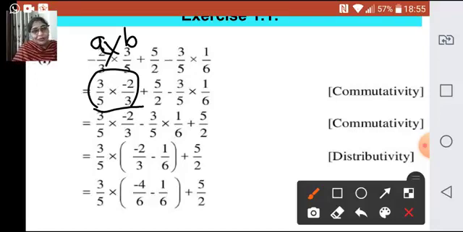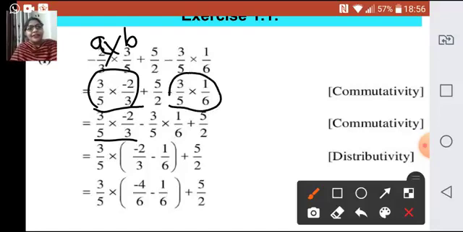Plus 5 upon 2 as it is, and again negative 3 upon 5 multiplied by 1 upon 6. Again using the commutative property, children, we will again interchange here. So this first we'll keep as it is, 3 upon 5 multiplied by negative 2 upon 3. Now this I am bringing here, that is negative 3 upon 5 multiplied by 1 upon 6 plus 5 upon 2 as it is.